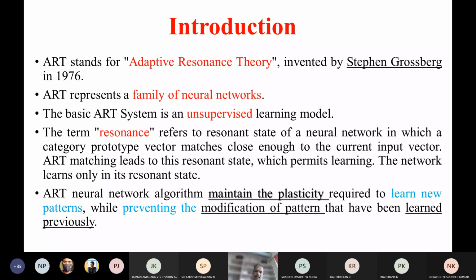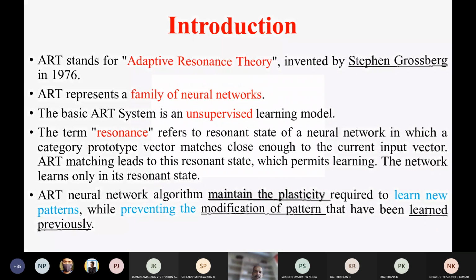So that is considered as maintaining the plasticity. The ART neural network algorithm maintains the plasticity required to learn new patterns while preventing the modification of patterns that have been learned previously. So I should not forget, or change, or mislead any information whenever new things come to my mind. That state is considered as maintaining the plasticity state.